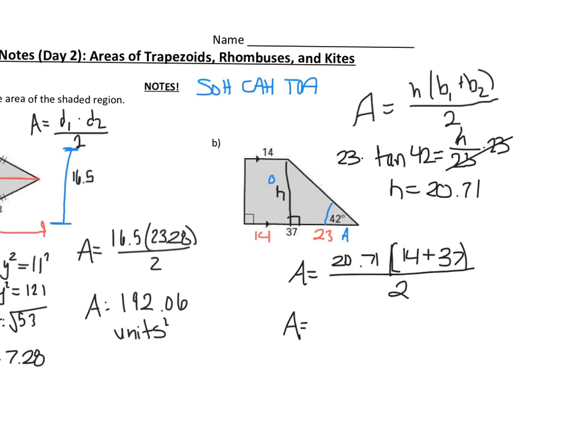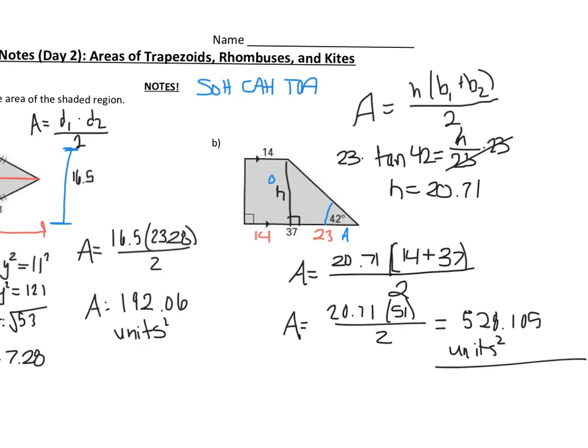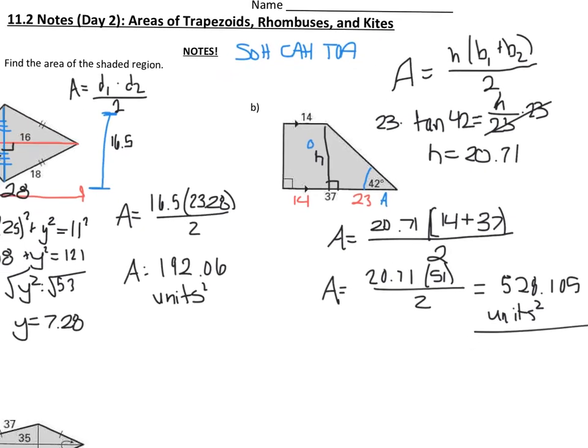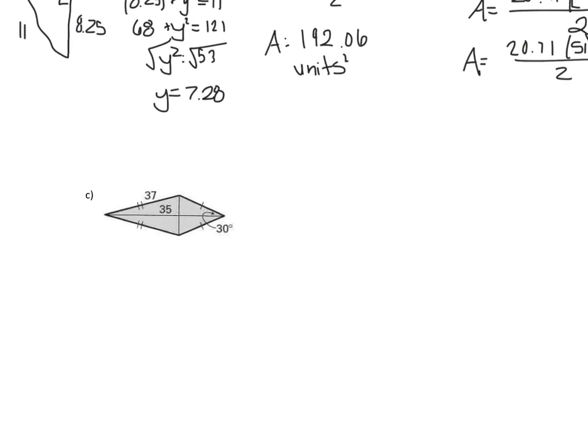Okay, so make sure you do your order of operations correctly. First, 14 plus 37 gets me 51. So I have 20.71 times 51, all divided by 2, which equals, I got 528.105, and we're talking about units squared. Okay. All right, so that is letter B. Let's move on now to letter C.